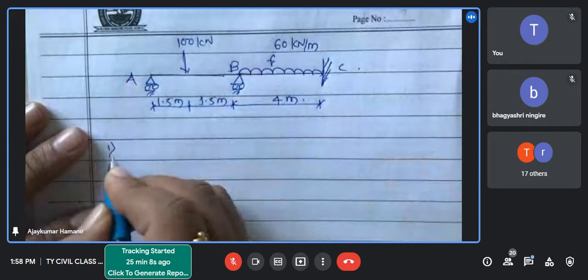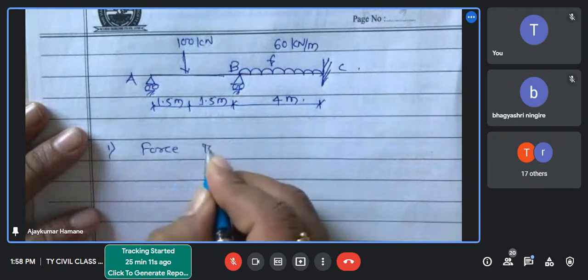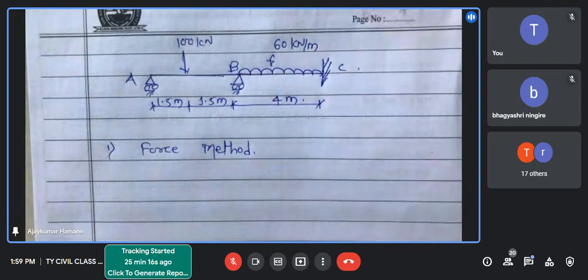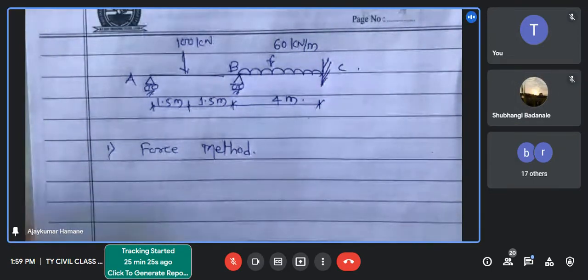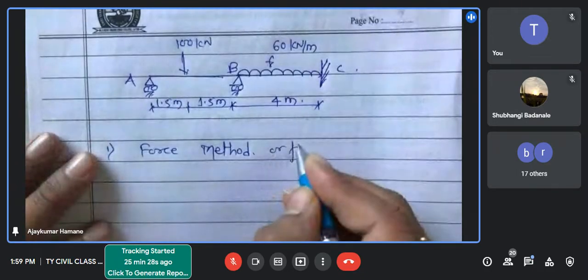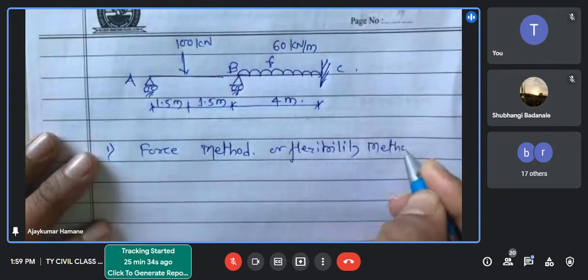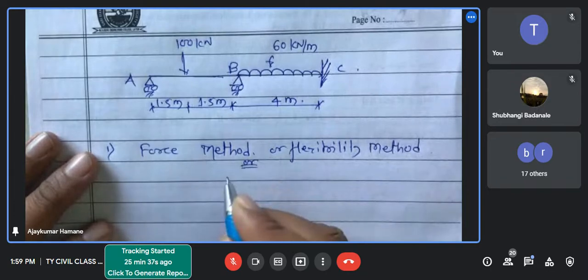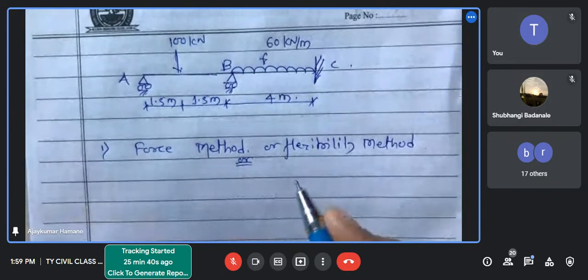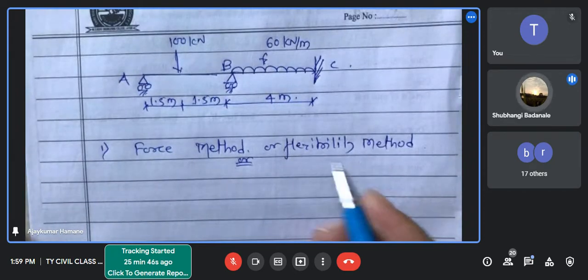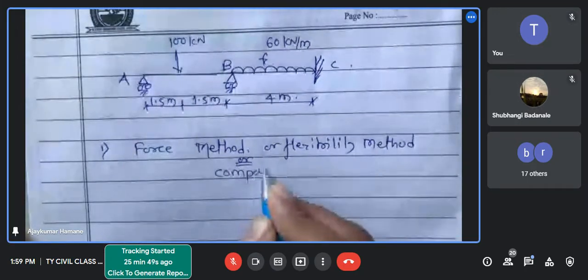First we'll find out by the force method. Force method is nothing but, yes, anyone? The flexibility method. Not flexible method, flexibility method. It is also known by a third name, the compatibility method. Correct.